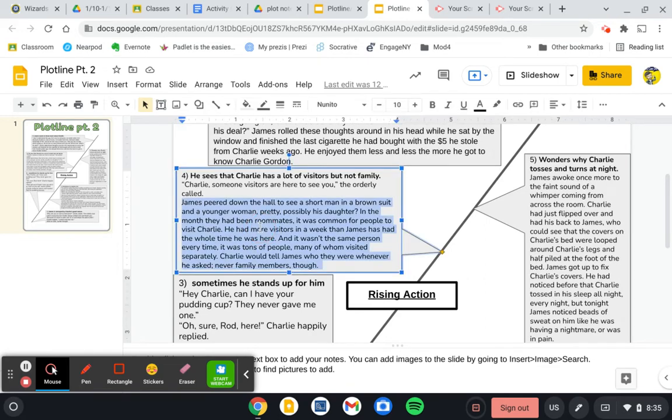James peered down the hall to see a short man in a brown suit and a younger woman, pretty, possibly his daughter. In the month they had been roommates, it was common for people to visit Charlie.